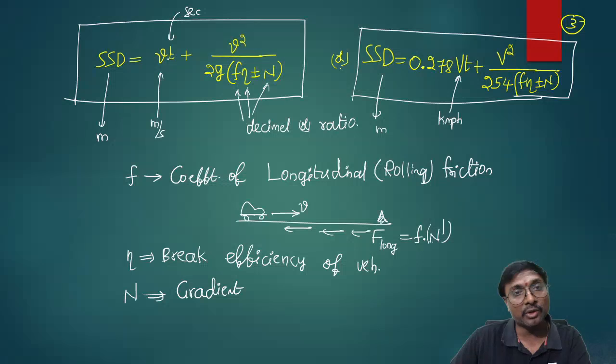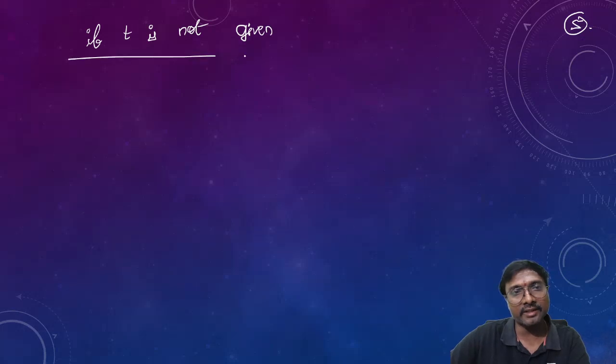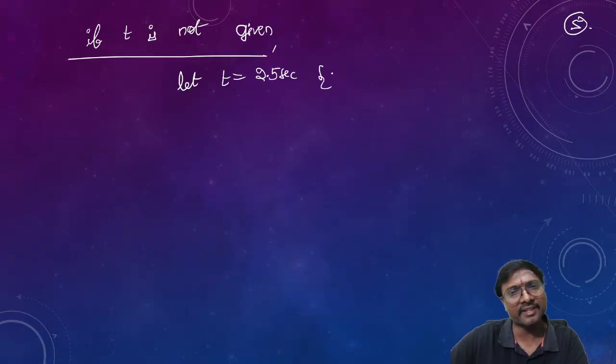So next, what are the two unknowns? Capital V and this t, right? Suppose the reaction time t is not given. When this reaction time t is not given, what do we need to take? Small t will be equal to which one? This is 2.5 seconds, right?